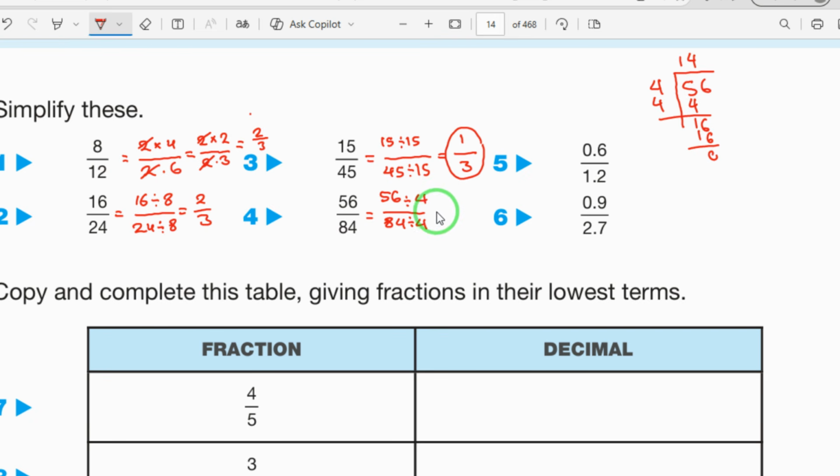So here we can write the numerator is 14. And in the denominator we divide 84 by 4, which gives us 21. So we have 14 over 21. Also we can go ahead to simplify. Here 2 times 7 is 14. 3 times 7 is 21. So the answer is 2 over 3. This is the final answer.